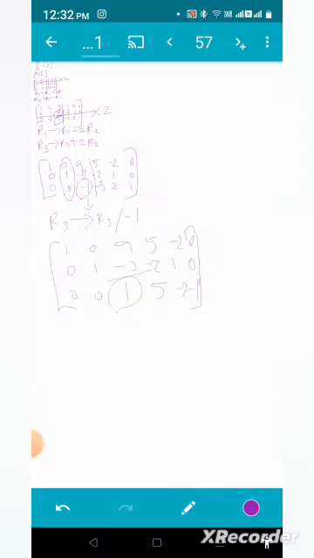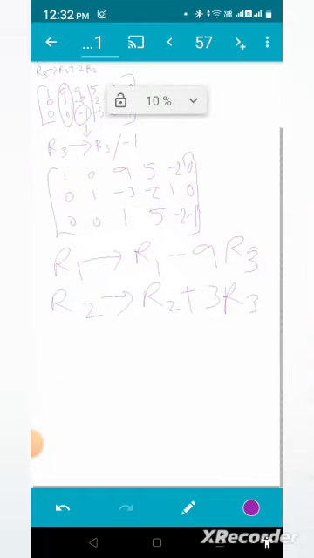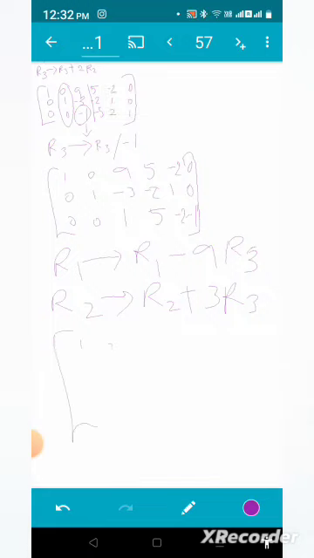From this I convert these two numbers to zeros, because the identity matrix is to be completed. So R1 gives R1 minus 9 times R3. Then R2 also changes. R2 has a minus value, so I can add it. So R2 plus 3 times R3. So I get 1 0 9 5 minus 2 0.